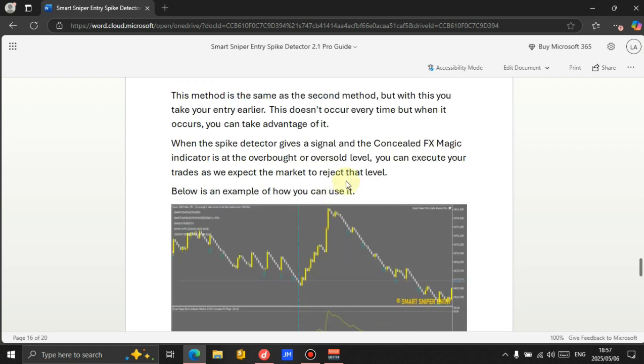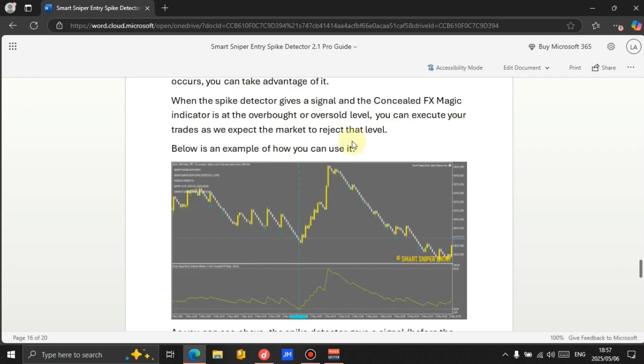When a spike detector gives a signal and the concealed FX magic indicator is at the overbought or oversold level, you can execute your trades as we expect the market to reject that level. Now let me just show you a live example of how you can use it.